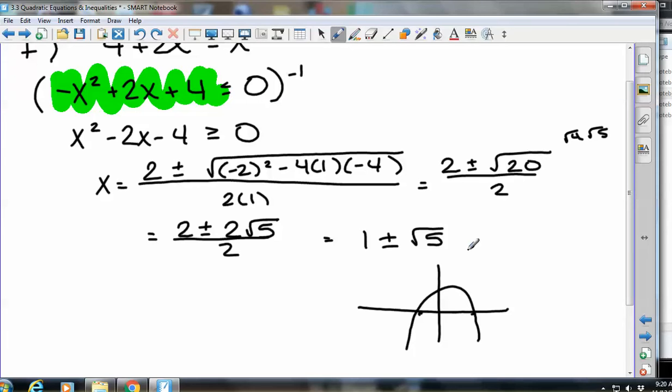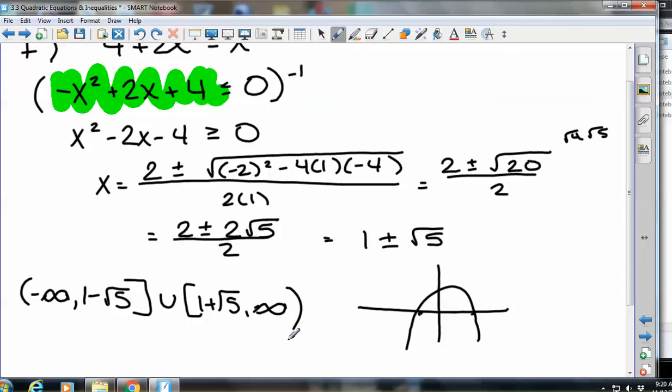Okay, I wanted up here it was less than or equal to 0. So is that the middle or the ends? The ends. So it's going to be negative infinity, comma, this first point would be 1 minus radical 5. We had an equal to, so that's a bracket. Union, the next point starts at 1 plus radical 5 and goes to infinity.